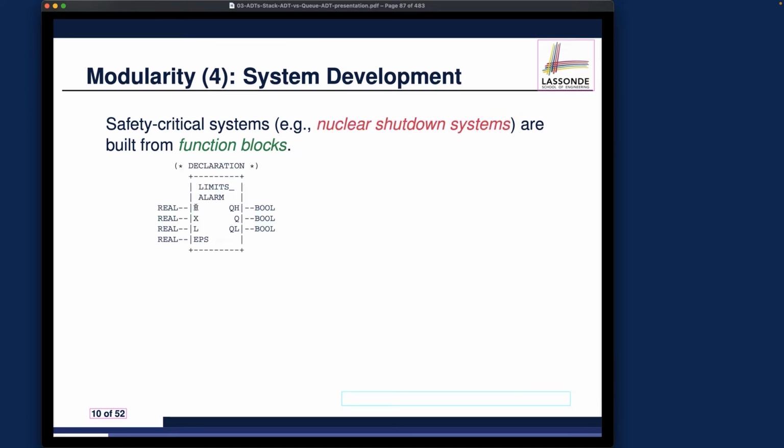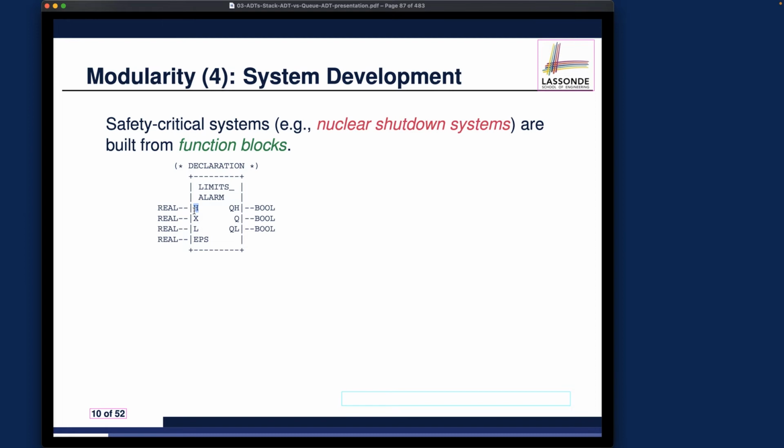Let's say we want to build a basic unit called limits alarm. Don't worry too much about the specific detail, just get the idea. The limits alarm basically takes different inputs on the left-hand side and has different outputs on the right-hand side. For example, the H over here is like a high, an upper bound, let's say for temperature. So limits alarm can be applied to temperature, or to other physical observations you might have from the nuclear power plant.